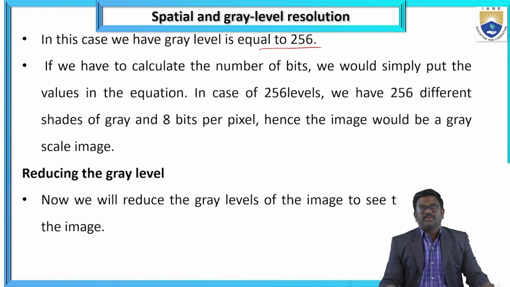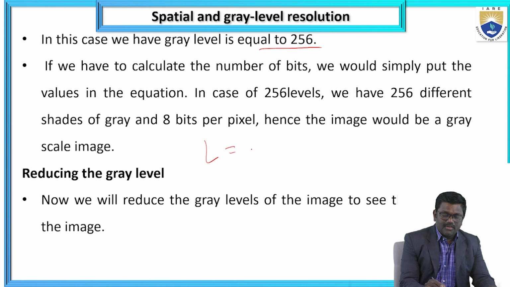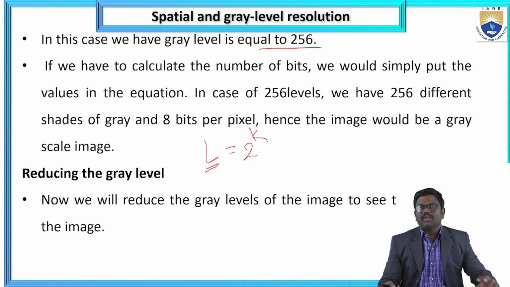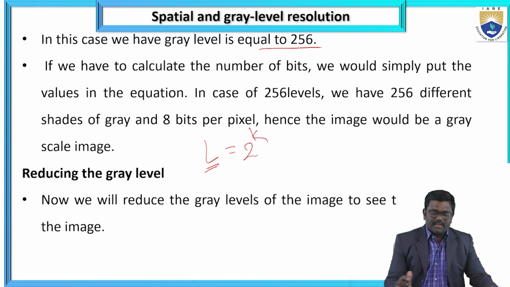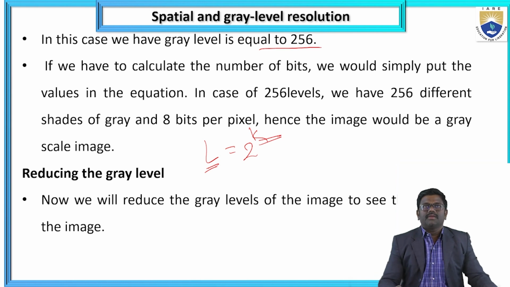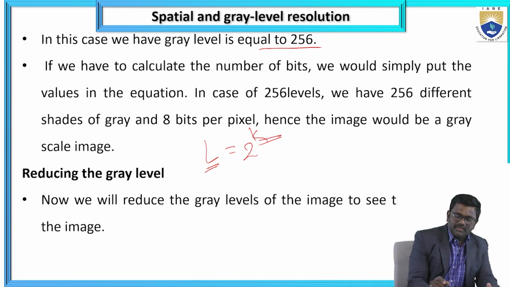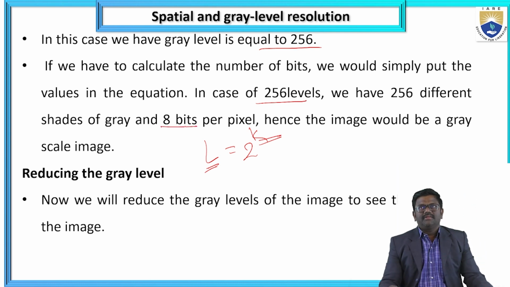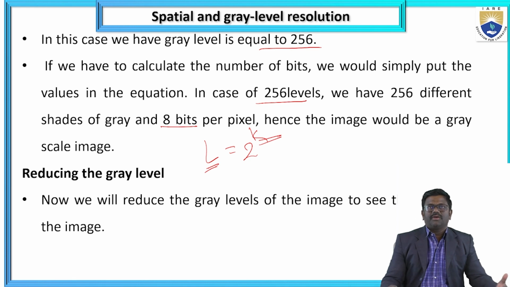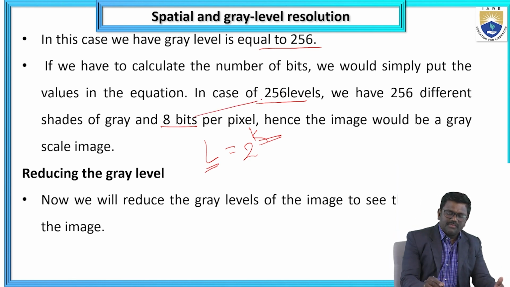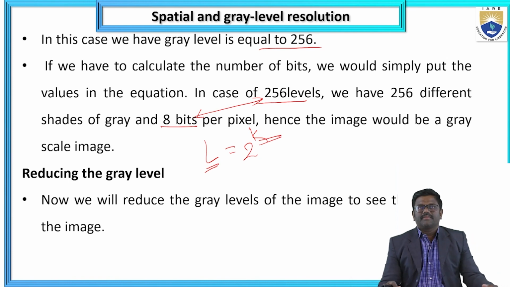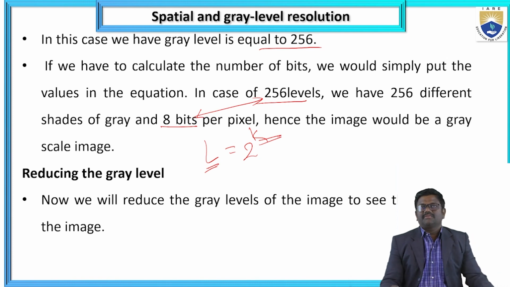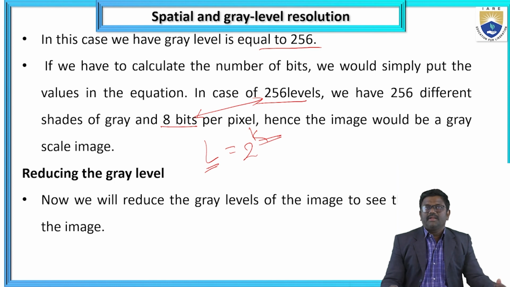That is the equation we have to remember: L equals 2 to the power of K, where L is the number of gray levels of the total image pixel values, and K is the number of bits per pixel. Here, 256 is L and 8 bits is our K. Hence the image would be a grayscale image, which we keep in relation with 256 and 8 bits. This relation will help us to understand how we are representing the digital image.